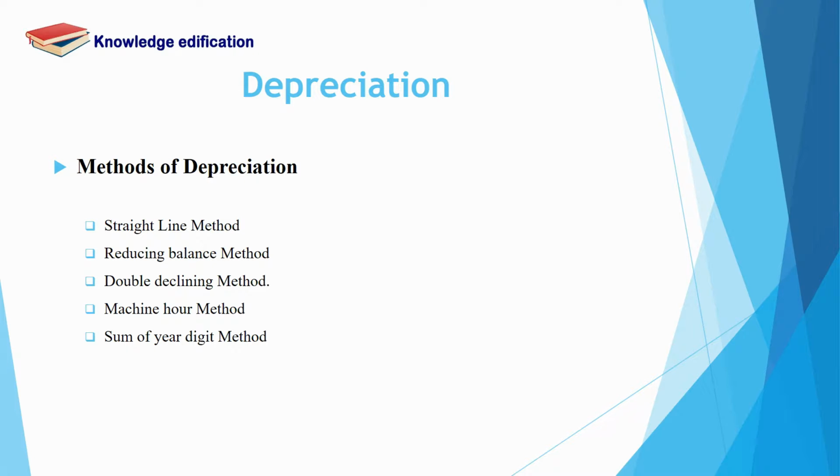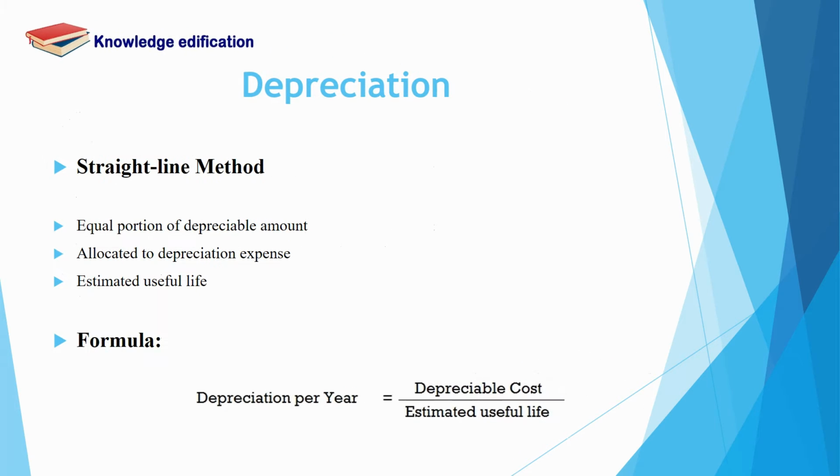Now we discuss the methods of depreciation. There are various methods of allocating depreciation to accounting periods. An entity should choose the method which best reflects the way the future economic benefits arising from the asset will be consumed by the entity. There are the following five methods for calculation of depreciation, but normally three are used: straight line method, reducing balance method, and machine hour method. These are mostly used, but two others are double declining method and sum of the year digit method.